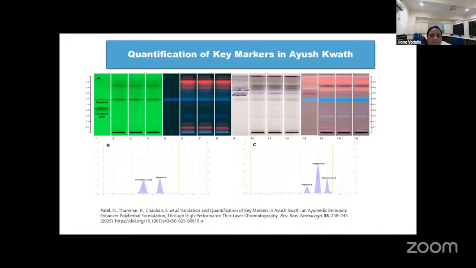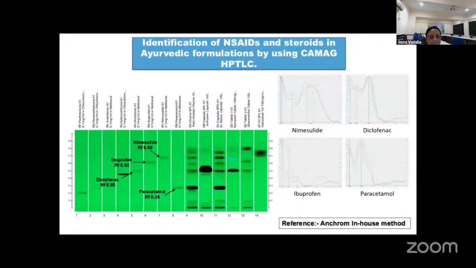We have collected the samples from the market. So all the samples show different amounts of these four markers. So this is about the standardization of some formulation, or you can standardize some extracts or some raw material with the marker analysis.